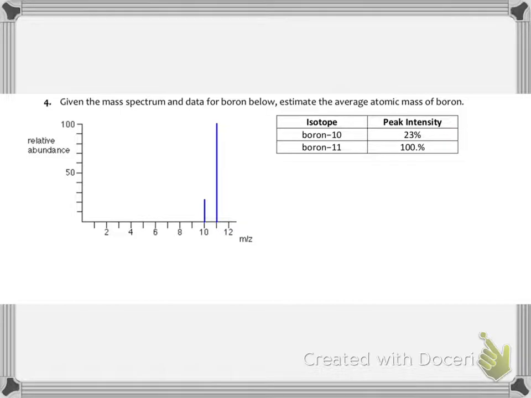In mass spectroscopy, the machine actually defaults to set the height of the highest peak as 100. So you can no longer do quite the same mathematical calculation when you're solving for the average atomic mass. Luckily, there's a really easy way to work with data like this that's not normalized. We're going to start the same way as always.